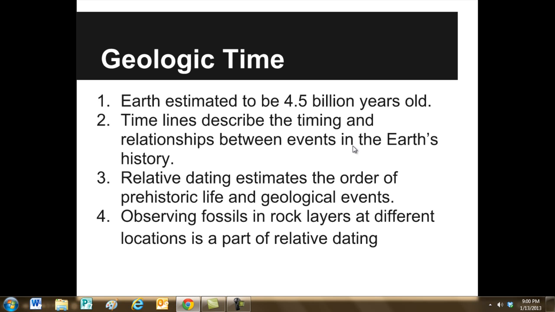Geologic time. Number 1, Earth is estimated to be about 4.5 or 4.6 billion years old. Number 2, timelines describe the timing and relationship between events in the Earth's history. Number 3, relative dating estimates the order of prehistoric life and geologic events. We're going to talk more about relative dating here shortly. Number 4, observing fossils in rock layers at different locations is a part of relative dating. So fossils are going to be part of the clues we use for relative dating.